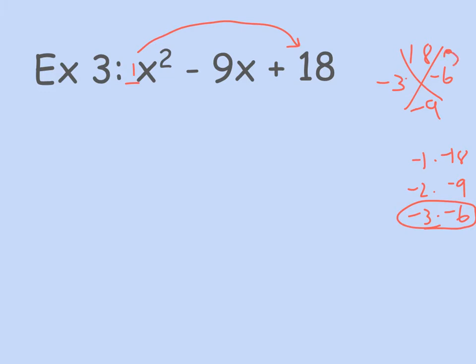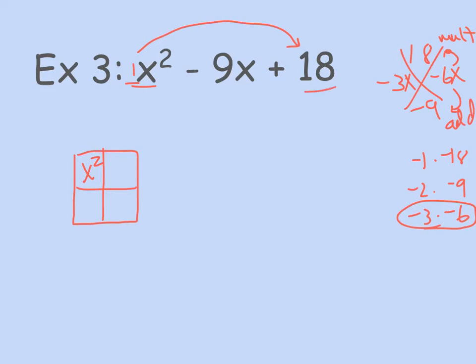So negative 3 and negative 6 multiply to get 18, but they add up to negative 9. So they work. And I'm going to say negative 3x and negative 6x. So box method here. Reverse box method. First term is x squared, and the last term is 18. These other two boxes are the terms that add up to negative 9x, and we found those to be negative 3x and negative 6x.